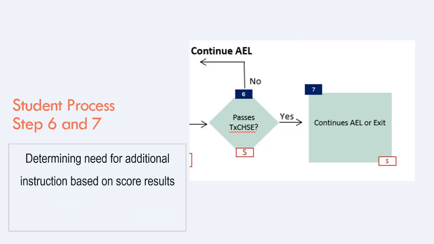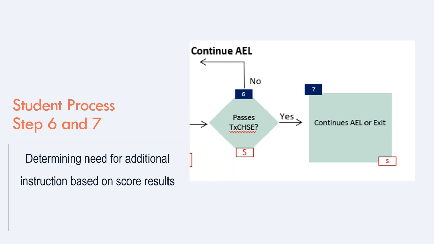So the last two processes here are what I was talking about before we got started, which is determining need for additional instruction based off of the score results. Let's just say the student goes through this process, they use the voucher, they take their test, and maybe they don't pass, or maybe they score just slightly lower than passing. At that point, what we would like to see is a process where we are engaging the student that does not pass, or a student that does pass, and having a process for what the next step is at that point.